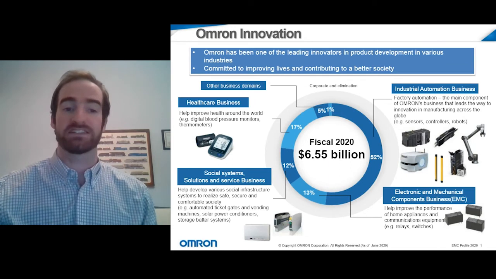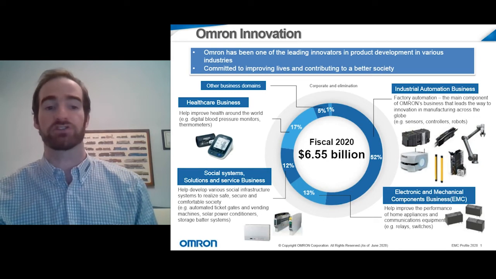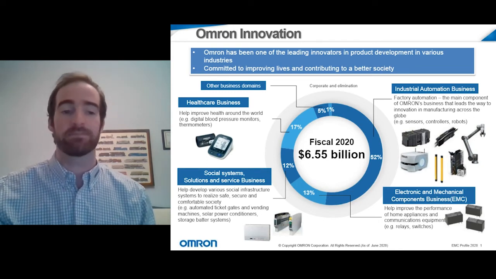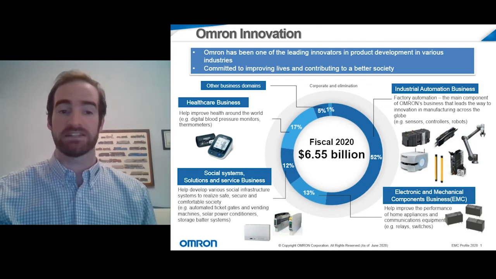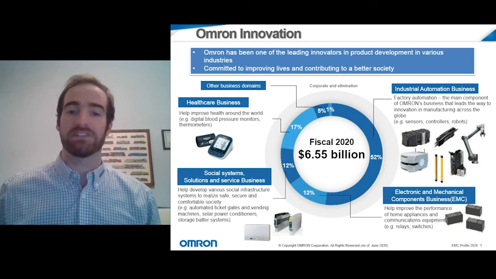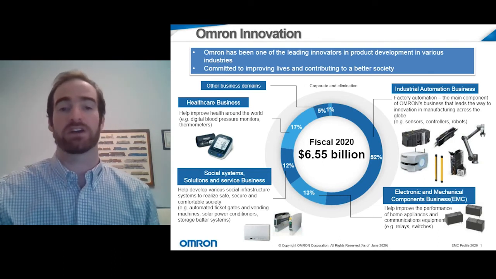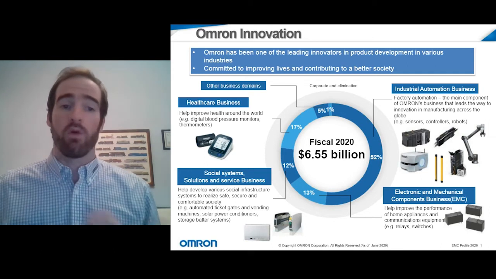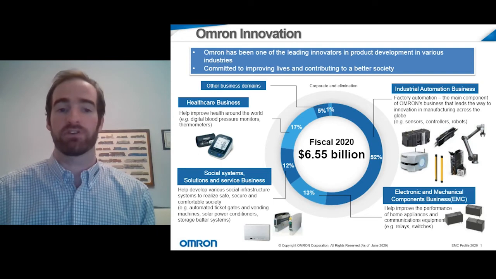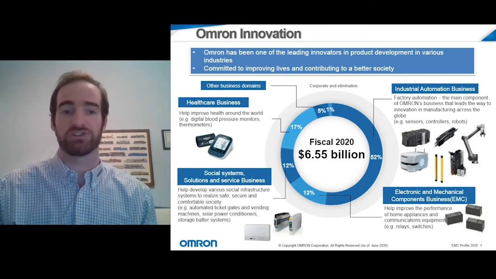Our social systems division covers public works devices that can be seen across Japan and other countries in automated vending machines and ticket stations for trains and subways. Our industrial automation business is our largest group, covering needs of automation, robotics, safety, and industrial applications, and leading the way in manufacturing innovation across the globe. Where I represent is our electronic and mechanical components division, where we produce a large number of component-level products for use in all sorts of different industries.